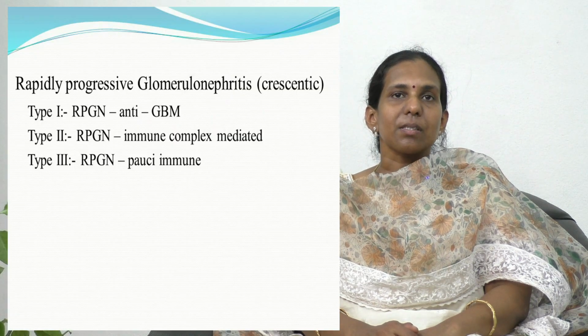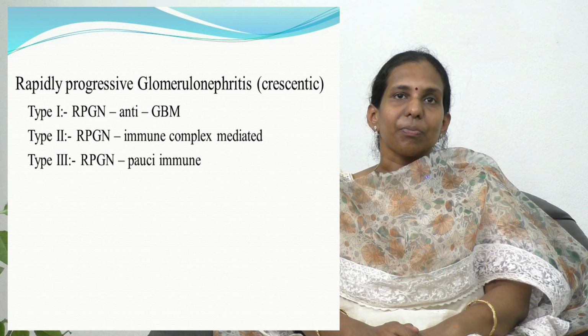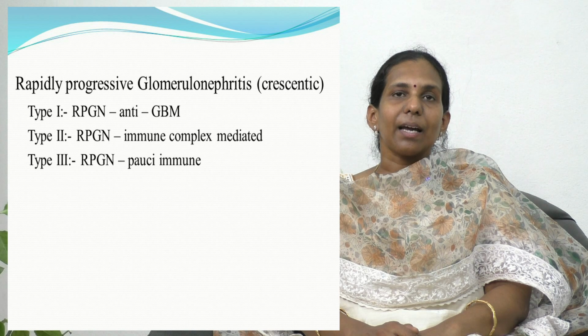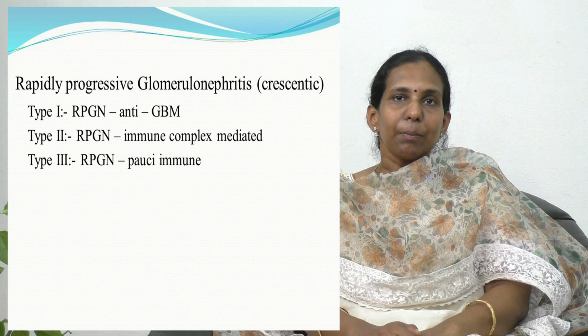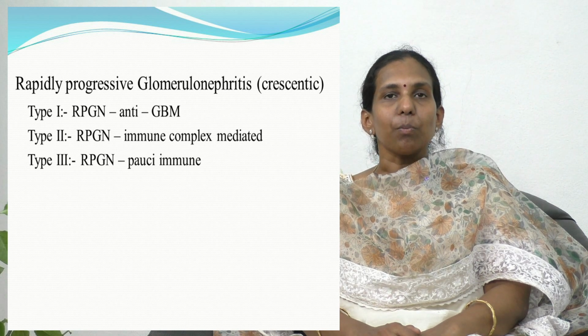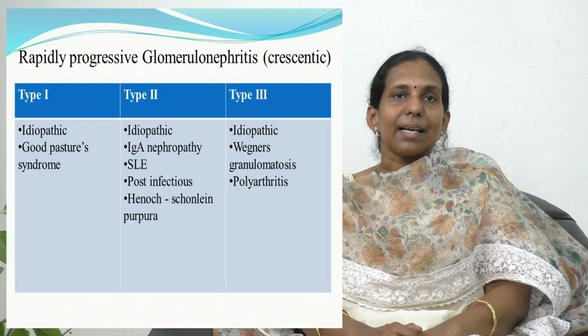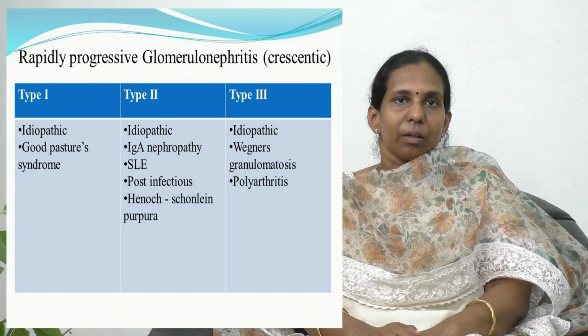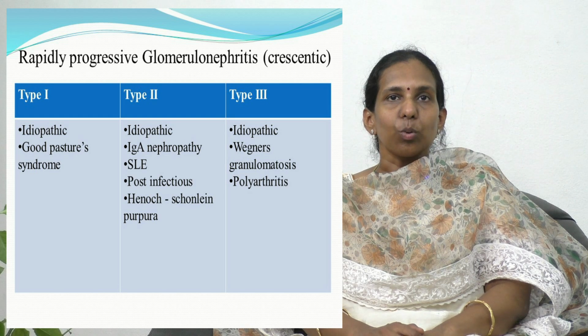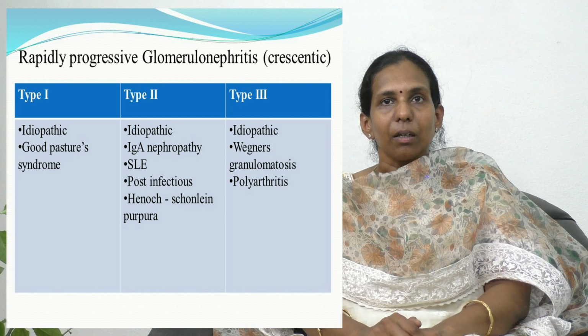We have three types: type 1, type 2, type 3. Type 1 is anti-GBM, where the antibody is against the glomerular basement membrane. Type 2 is immune complex mediated, and type 3 is pauci-immune, where immune complexes are less. This is the classification. Type 1, Goodpasture is the prototype. Type 2, IgA nephropathy, Henoch-Schönlein purpura. Type 3, Wegener's granulomatosis.